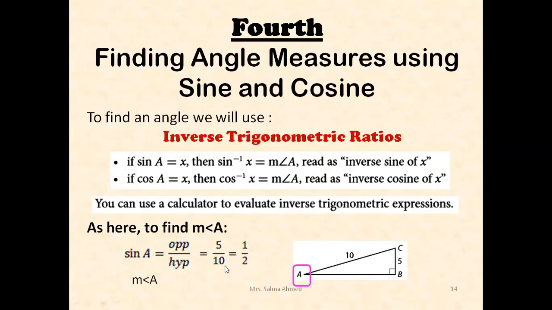So if I need the measure of angle A, I need to move the sine to the other side by a -1, which is the inverse sine. So sine -1 of 1/2. By using your calculator, you will find it equals 30, because we are going to approximate it to the nearest degree. So the measure of angle A is equal to 30.